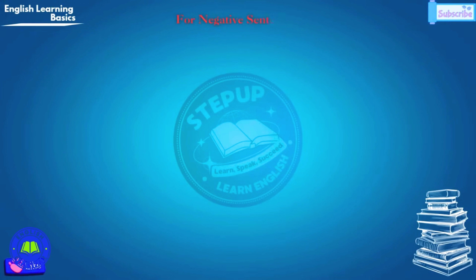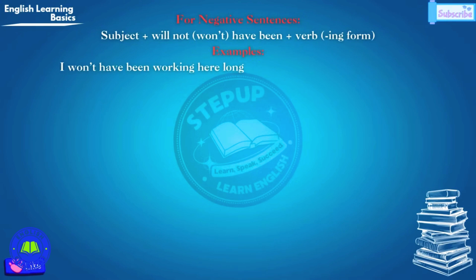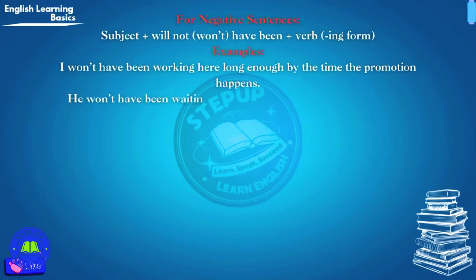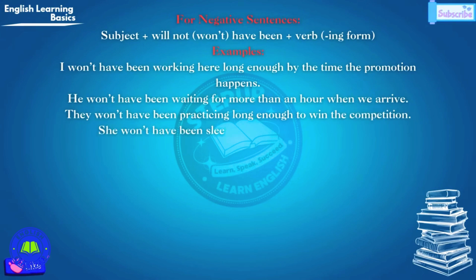For negative sentences: subject plus will not, won't have been plus verb, ing form. Examples: I won't have been working here long enough by the time the promotion happens. He won't have been waiting for more than an hour when we arrive. They won't have been practicing long enough to win the competition. She won't have been sleeping by the time you get home.